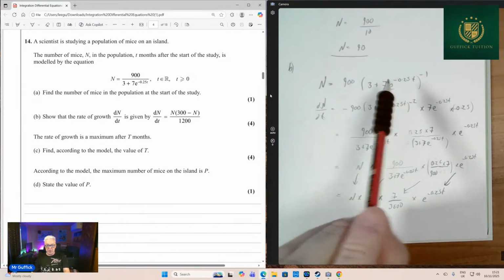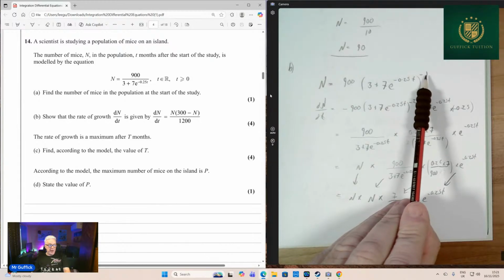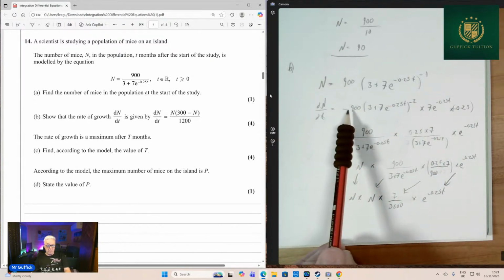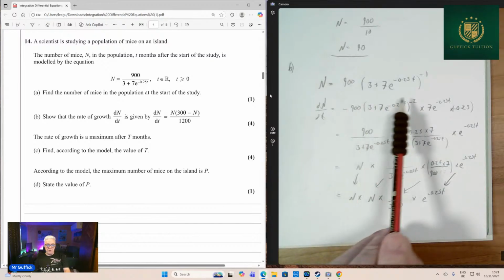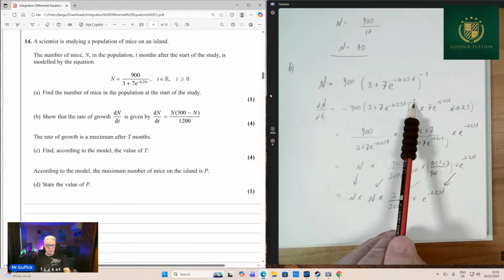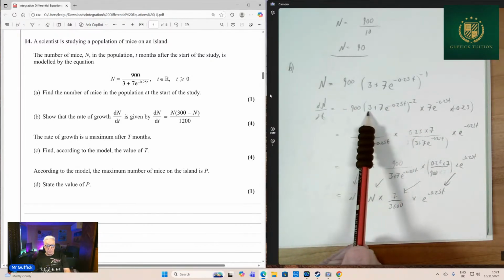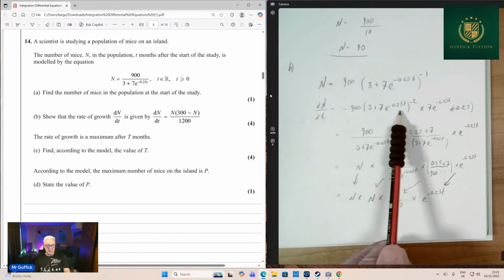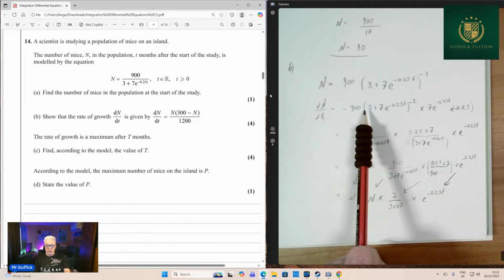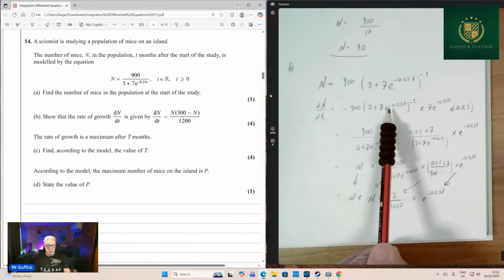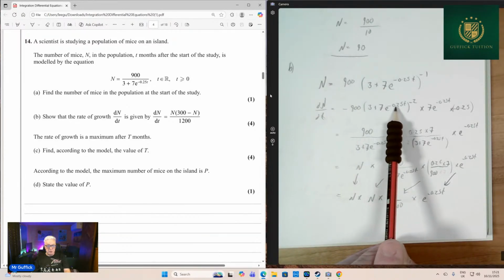Okay. Now, let's think about our chain rule. We times by the power that's there, and then we lower the power by 1. So we've got minus 900, and notice the power has gone down to minus 2. But remember that with the chain rule, you've got to then times by the derivative of the inner function. And the derivative of this inner function is going to be 3 goes to 0. We've got the 7e to the minus 0.25t.